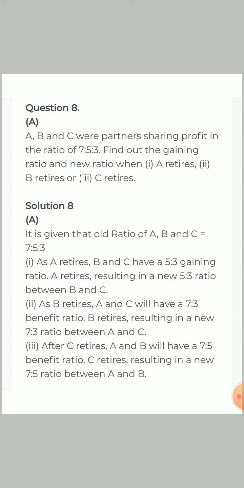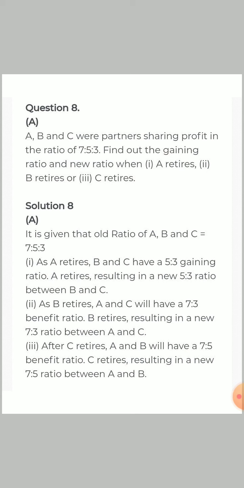Simplifying the question, the first question states that A, B and C were partners sharing profit in the ratio of 7:5:3. Find the gaining ratio and new ratio. Now these questions we have already done yesterday. If you have to find just the new ratio, simply strike out the partner who is being retired. The remaining ratio will be the new ratio and the same will be the gaining ratio. Suppose if A retires, the remaining ratio between B and C will be 5:3. That will be their new ratio as well as their gaining ratio.